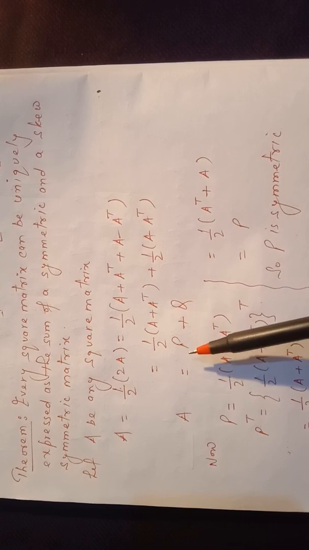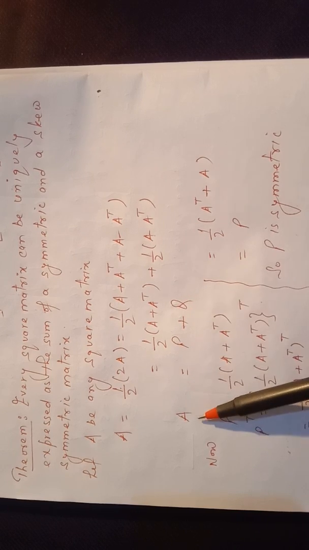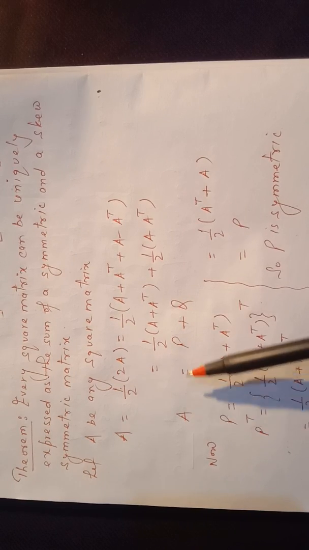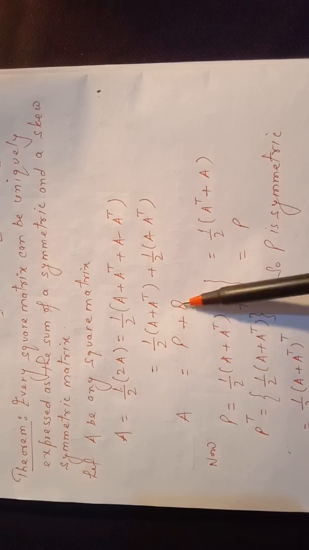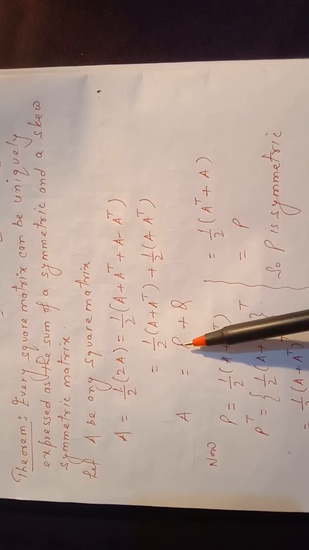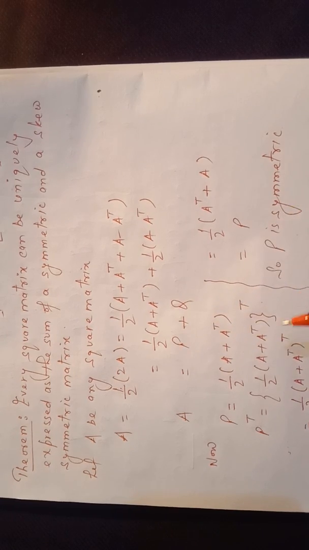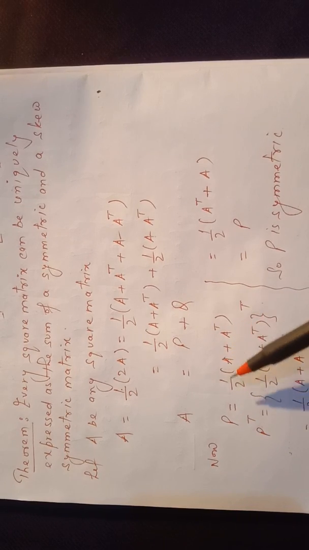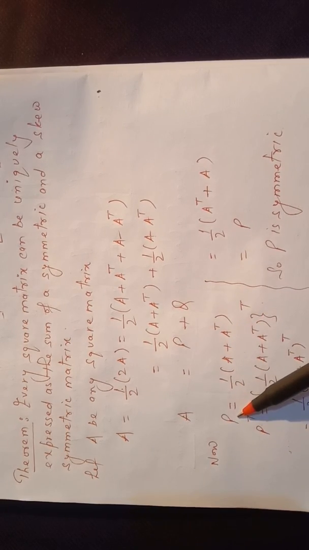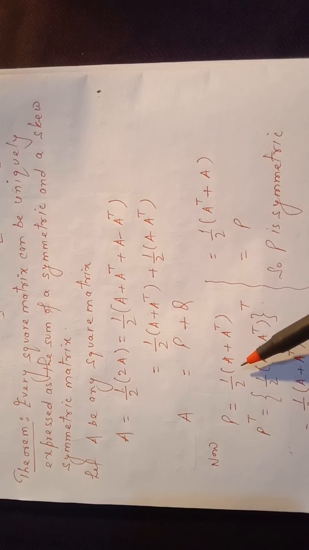So now we have to prove that this P is symmetric and Q is skew symmetric, because this square matrix can be uniquely written as the sum of a symmetric and skew symmetric matrix. So finally we have to prove that P is symmetric and Q is skew symmetric. So let's take P, which is half A plus A transpose. To prove that P is symmetric, we have to show that P transpose is equal to P. So take transpose both sides.